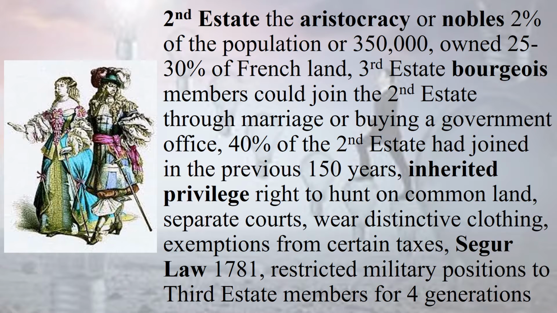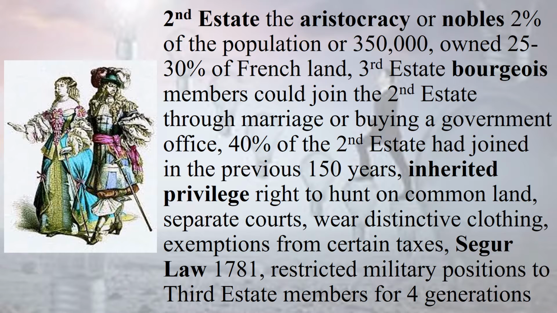Now, 40% of the second estate had been added over the last 150 years. So a lot of people had bought into the second estate, and a lot of people had intermarried in it. But a lot of it had to do with the fact that they had to have money, and these were noble families that were starting to fall under, and people would buy in to get a share of the noble name.